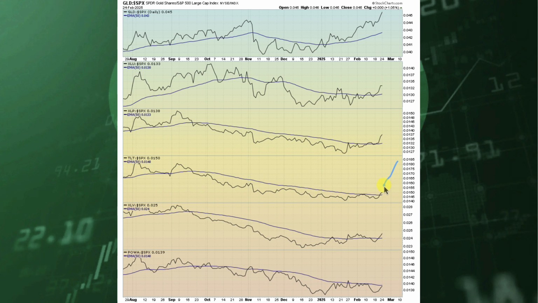And this one over here is TLT relative to the S&P 500. I'm going to show another chart there in a moment, but I do find it quite interesting that we actually haven't crossed above that 50 EMA in a very long time. This is dating back to 2024, into and around late September. So we're starting to flatten out and curl above that.